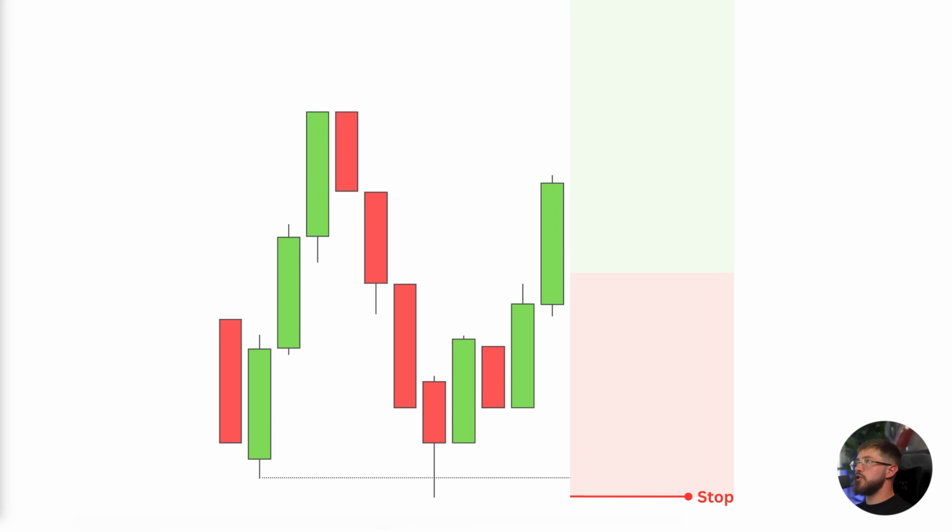Your stop loss goes beyond the failed swing point, and your target is the next significant level in the opposite direction. These could be your previous day levels or your previous session levels.